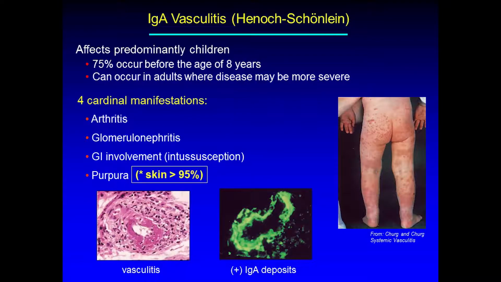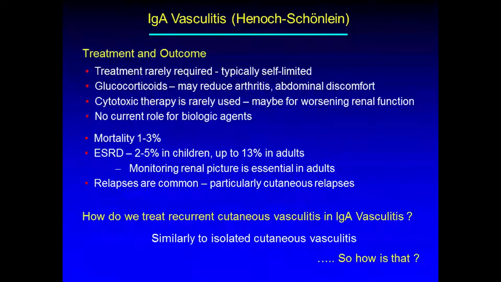And when a child presents with purpura with some of these other features, this is usually a fairly straightforward diagnosis. It is not so much, however, in adults, and this can be important as far as performing biopsy with immunofluorescence, where we may be able to catch IgA deposits in early lesions. Treatment is rarely required, and this is often a self-limited disease.